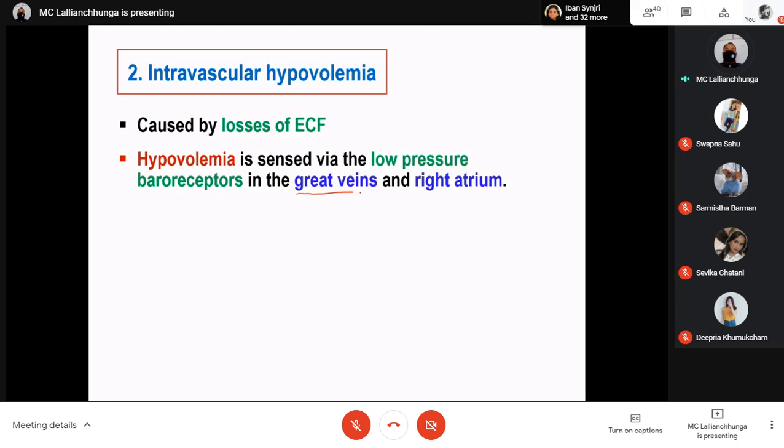great veins and right atrium. Hypovolemia, that means decreased blood volume, can be sensed through low pressure baroreceptors. Baroreceptors, you already know, are the pressure receptors which can detect changes in the blood pressure, which may be in the vein or in the artery, carotid bodies, aortic bodies, we have already discussed. So when hypovolemia is there, baroreceptors present in great veins and right atrium will be stimulated.